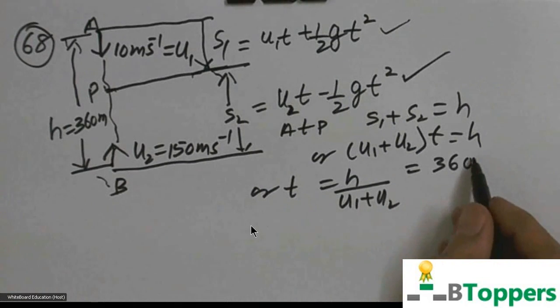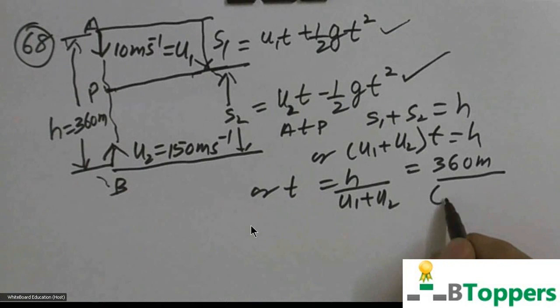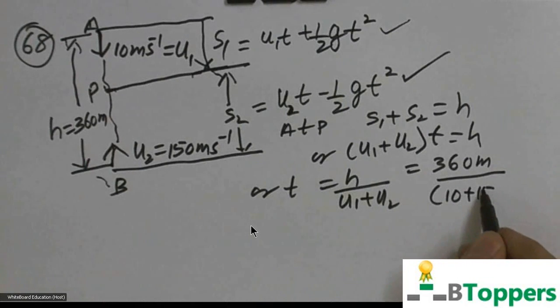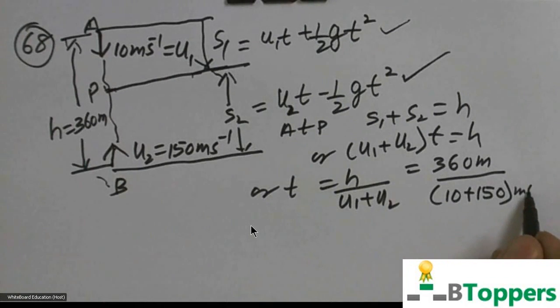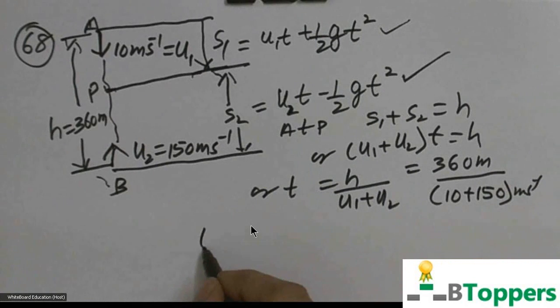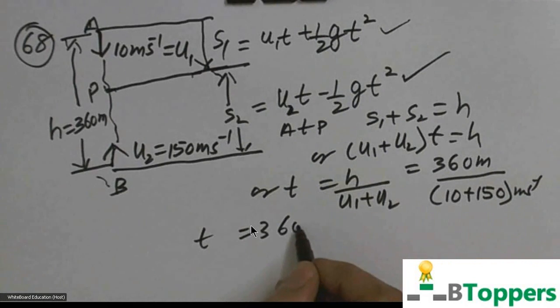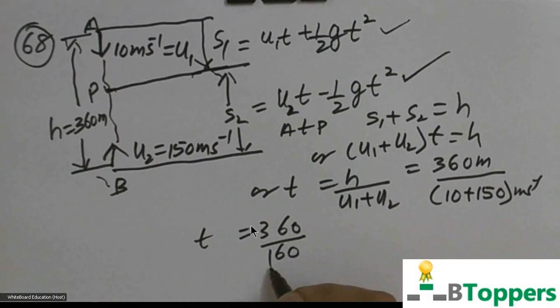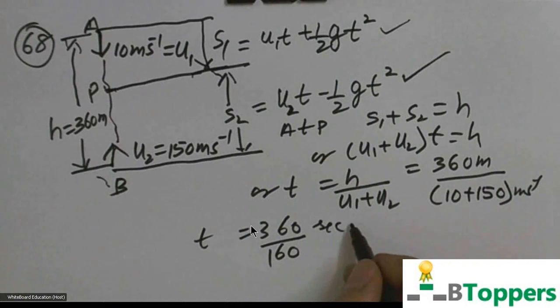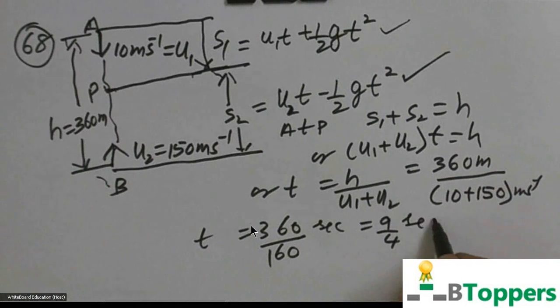Here h is 360 meters, u1 is the magnitude of the initial velocity of the first ball, and u2 is the magnitude of the initial velocity of the second ball. So you get t equal to 360 by 160 seconds, which is 9 by 4 seconds or 2.25 seconds.